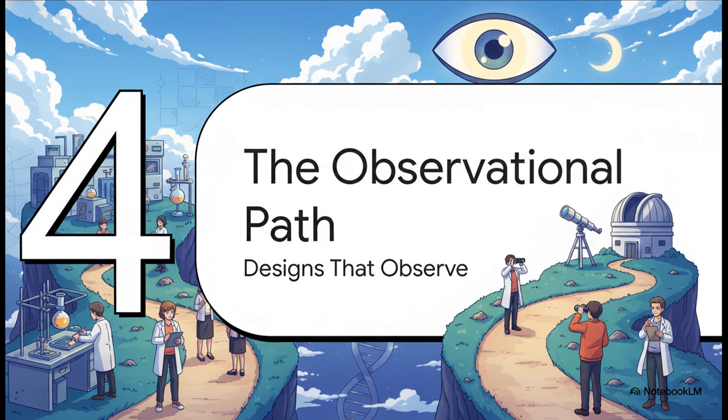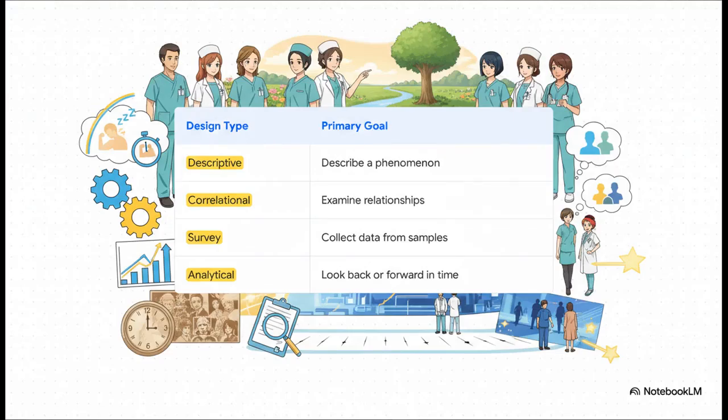Right, so that was a path where we're actively doing something. Now, let's head back to that big fork in the road and explore that second path, the observational one, where the whole point is just to watch and understand the world exactly as it is. On this path, the researcher is kind of like a detective. Their goal is to observe, not to interfere.